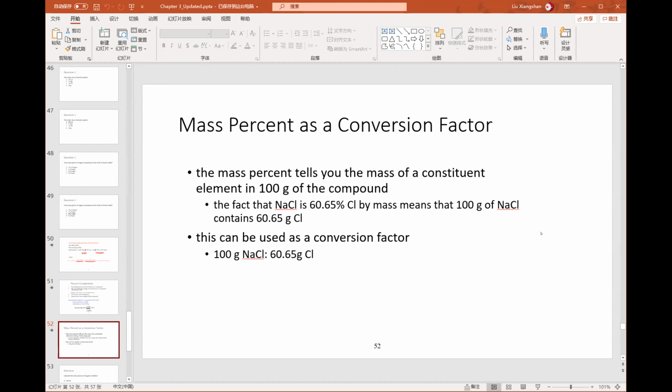For example, the fact that sodium chloride is 60.65% chlorine by mass means that 100 grams of sodium chloride contains 60.65 grams of chlorine, and this number can be used as a conversion factor. For example, we know 100 grams of sodium chloride equals 60.65 grams of chlorine in this compound. Okay.